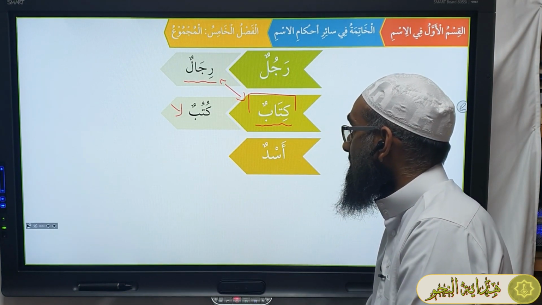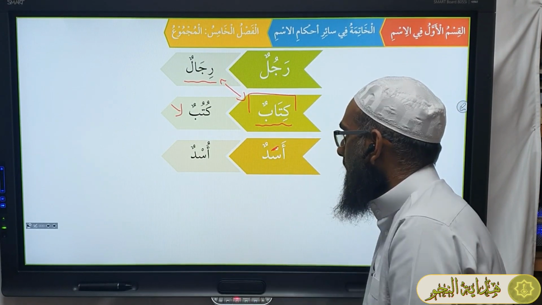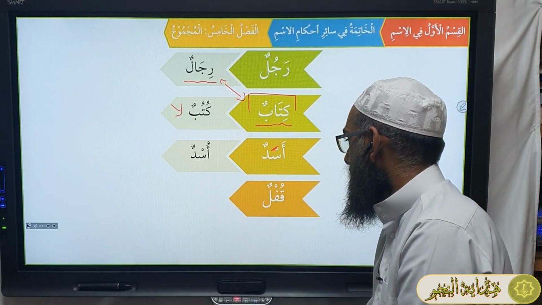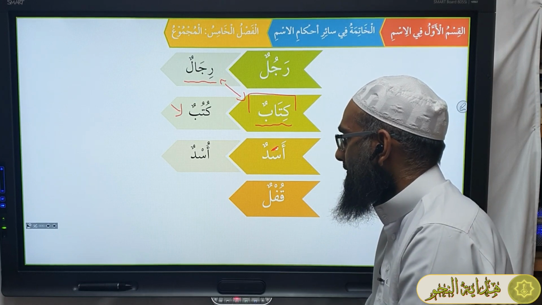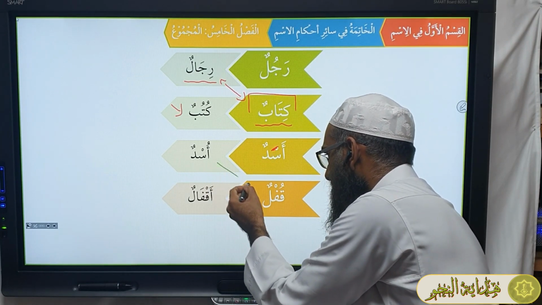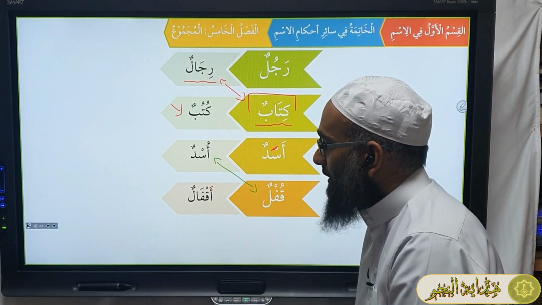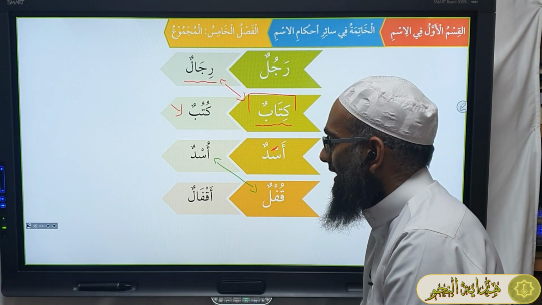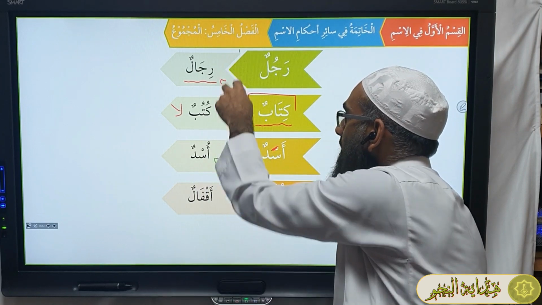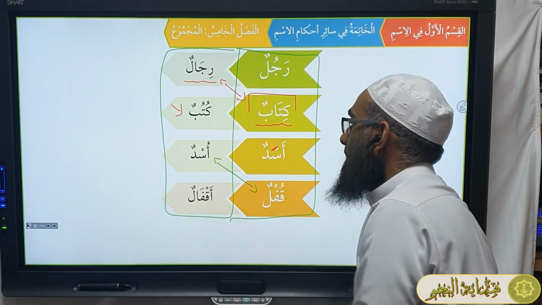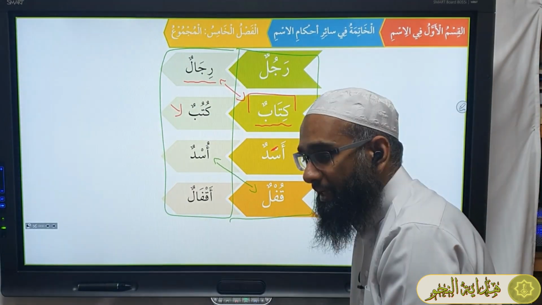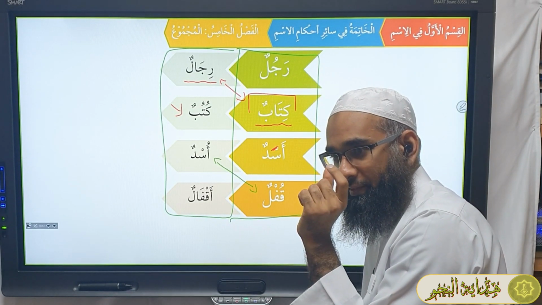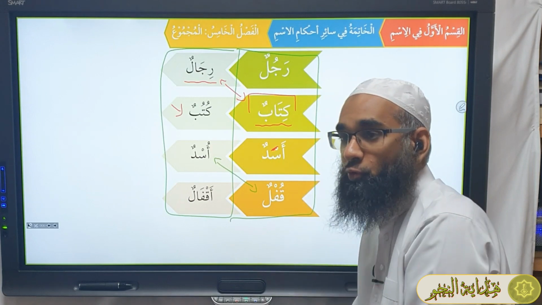Okay? Asadun, what's the plural of asadun? Usdun. Yes? Quflun, what's the plural of quflun? Aqfal. What's happening here again? You have a plural pattern which is also used for the singular pattern. Do you understand what I'm saying? So these are plurals, not a problem. These are singular, not a problem. What we're saying is that sometimes the same pattern is used for both the plural and the singular.